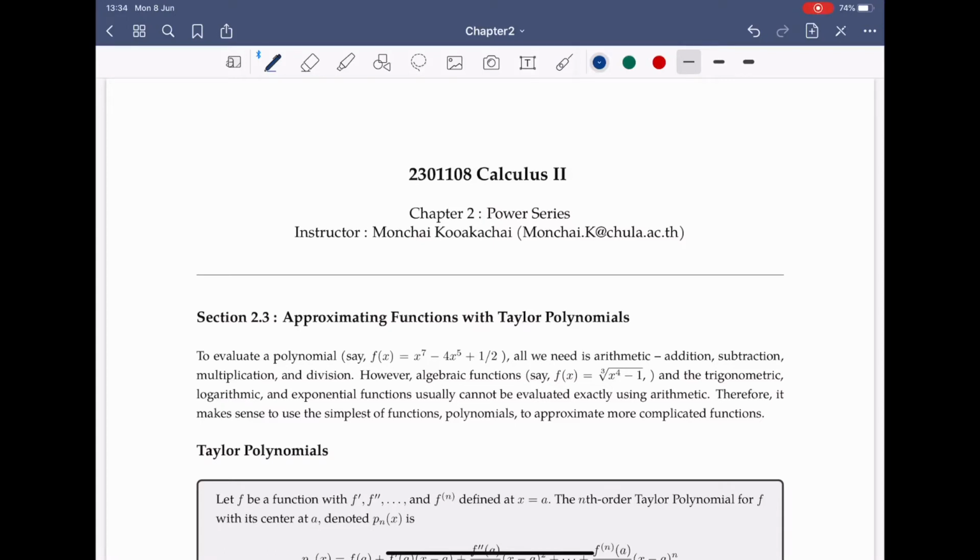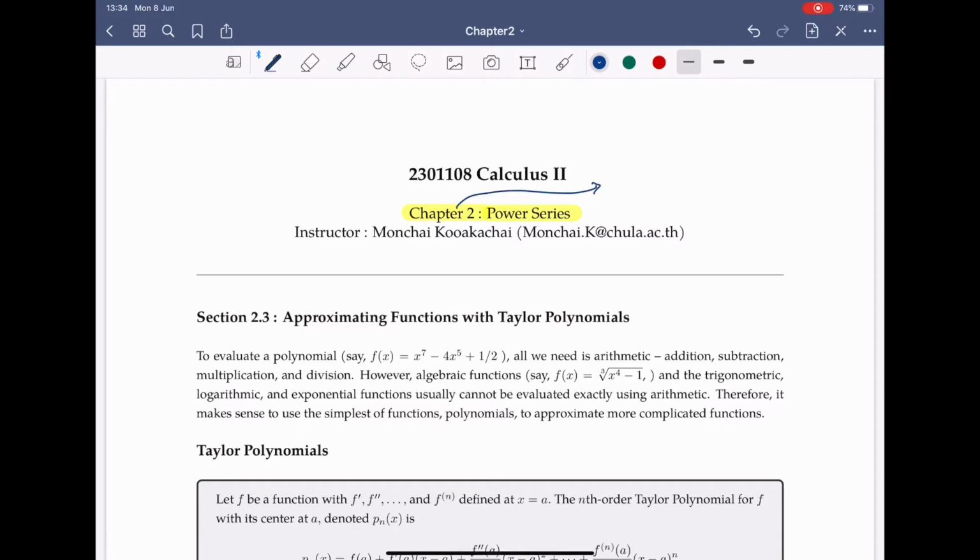Hi students, in this lecture we are going to start chapter 2, Power Series. Before we jump into the content, let me make sure that we are on the same page.